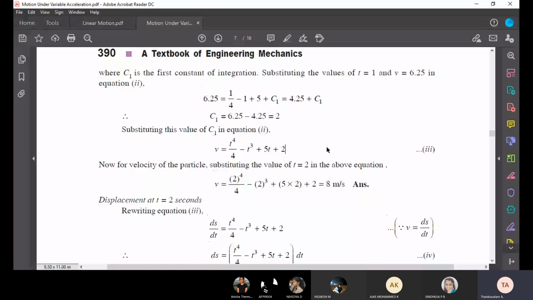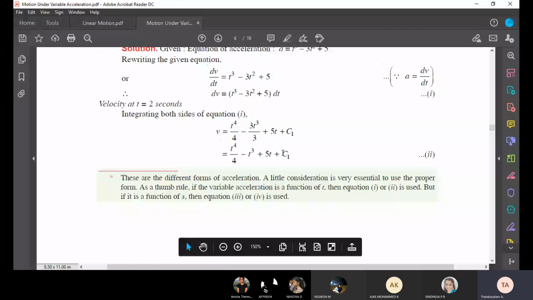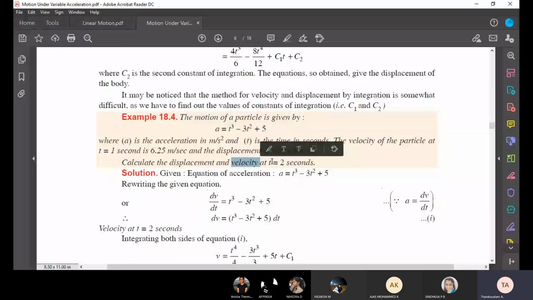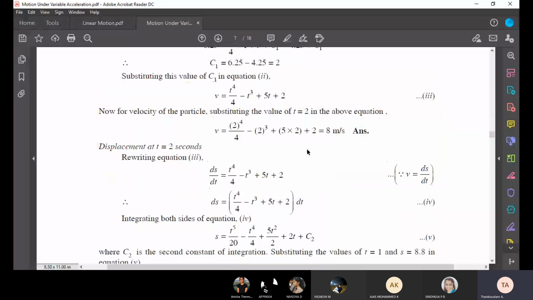Now what is our aim? Come to our aim, students. Our aim is to calculate the velocity at t equal to 2 seconds. Now apply t equal to 2 seconds. What is the velocity? Therefore, 2 power 4 divided by 4 minus 2 cube plus 5 into 2 plus 2. So we got v equal to 8 meters per second.